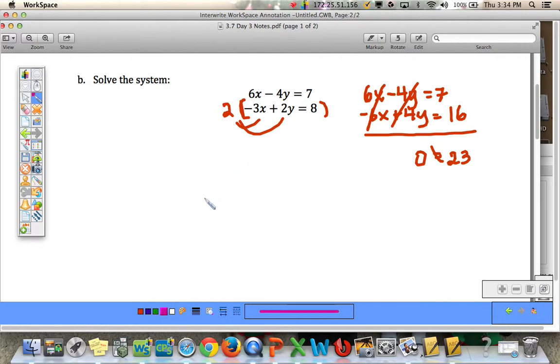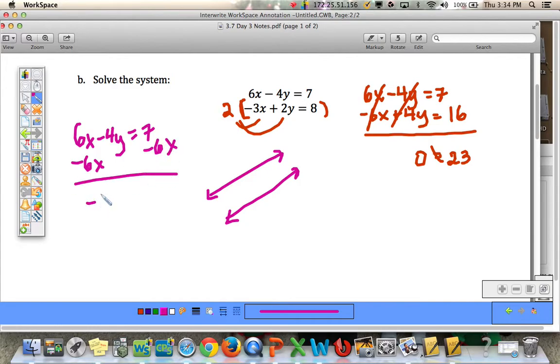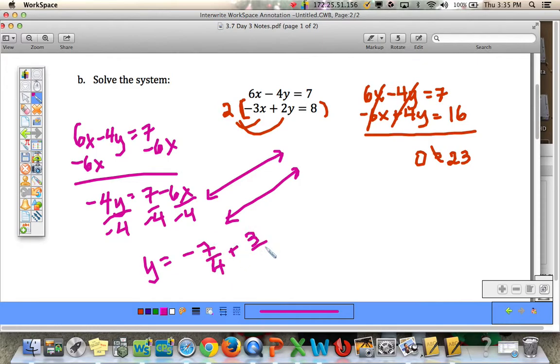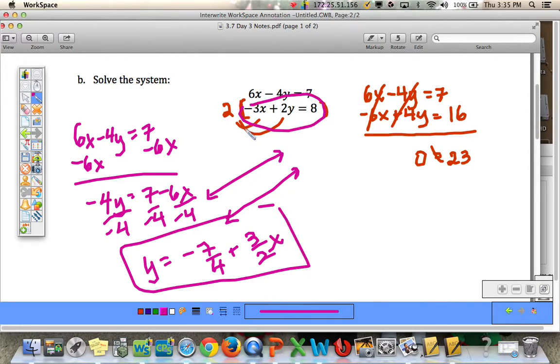So again, we could graph this. If we were to graph it, it might look something like this, where the lines are parallel. In order to graph them, you would have to get y by themselves. So for example, if we had 6x minus 4y equals 7, you could subtract 6x from each side. We get negative 4y equals 7 minus 6x. Divide each side by negative 4. And we would get y equals negative 7 over 4 plus 3 halves x. You would do the same thing for the second equation, solve it for y. And again, if you were to graph them, you would get parallel lines.